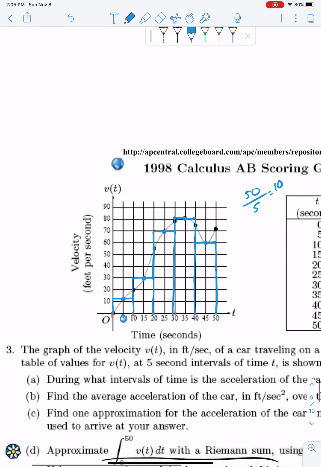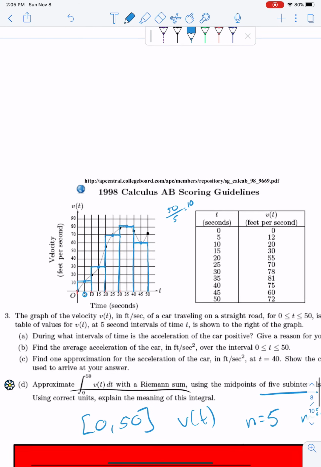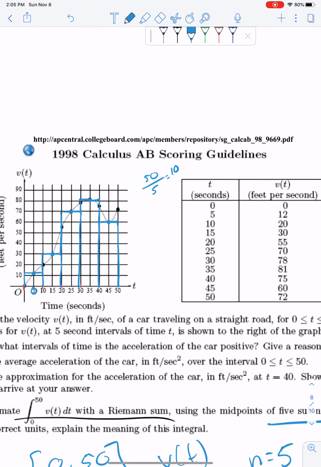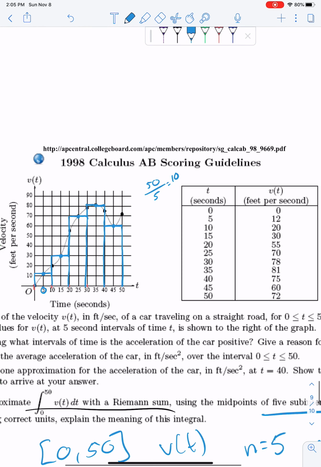So these are what my rectangles are going to look like. And it doesn't give me a function. Even better, it gives me this nice table that I get to pull data from. So I was interested in when t was 5, 15, 25, 35, and 45, right?